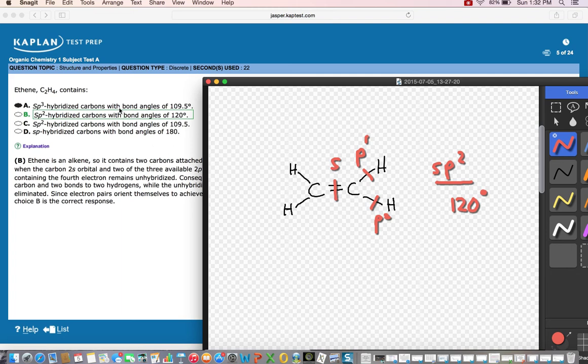So we can eliminate A and D because the hybridization isn't correct. And you can eliminate C because the bond angle listed is for tetrahedral geometry, not for trigonal planar geometry. So this would be a trigonal planar geometry. Now that's not part of the answer choices, but it never hurts to emphasize this.